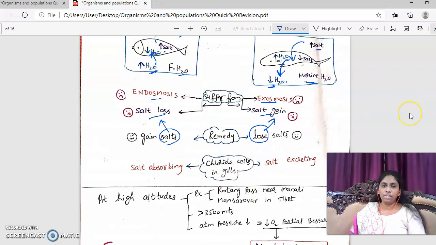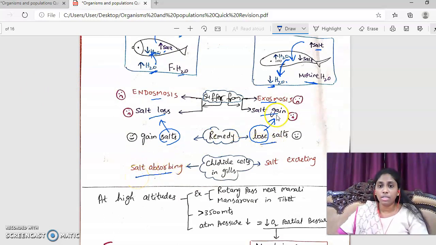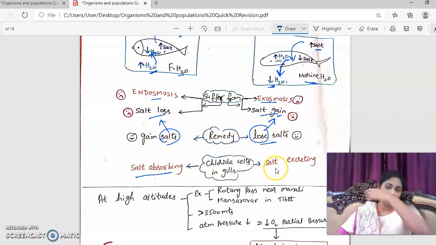Now freshwater fishes, because they are losing the salts, definitely have salt absorbing cells, and marine water fishes, because they are already gaining the salt, should excrete the extra salt, so they have salt excreting cells, right? These cells are present in the gills of the fish. They are called chloride cells.